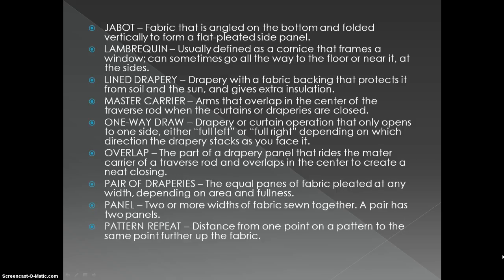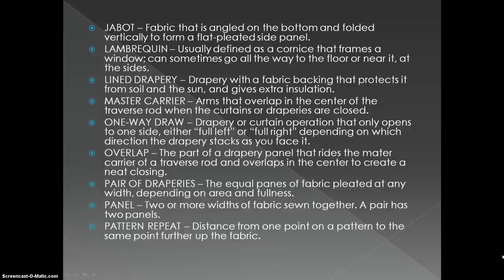The jabot is fabric that is angled on the side, on the bottom, and folded vertically to form a flat pleated side panel. A lambrequin is a type of cornice that frames a window, and sometimes it can go all the way down to the floor or near it at the sides.